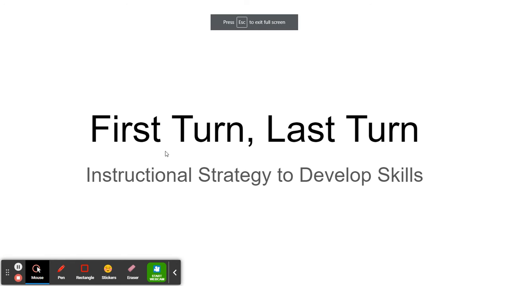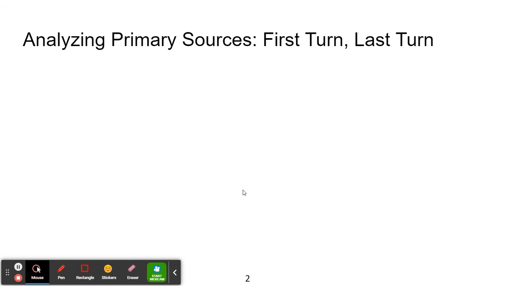In this video, we will look at the instructional strategy called first turn, last turn. This is an instructional strategy that will allow students, even those who are not sure of themselves in discussion or might be students who sometimes struggle to participate, to be part of the discussion. The main focus with this strategy is to use it with analyzing primary sources, especially more challenging primary sources.